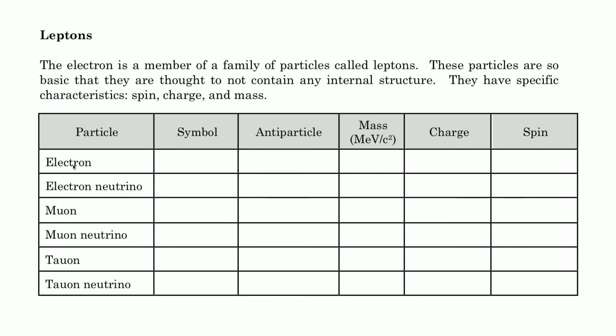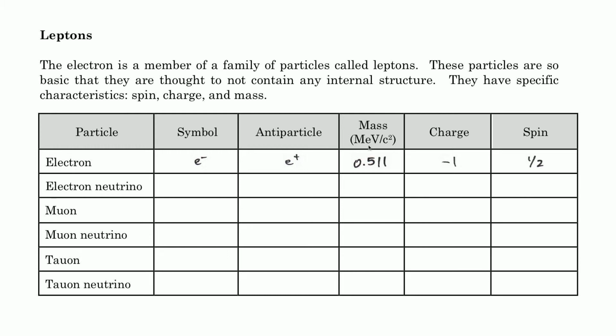All right, so the electron has the symbol E-. Its antiparticle is the positron, which is an E+. It has a mass, and you'll notice what we're using for mass: mega electron volts divided by c squared. It's just subatomic physics; these are the units that we're going to use for mass. 0.511. The charge on an electron is, of course, -1. And it's a spin 1/2 particle. So if you've taken quantum chemistry and you've looked at spin 1/2 particles, perhaps this is familiar to you.